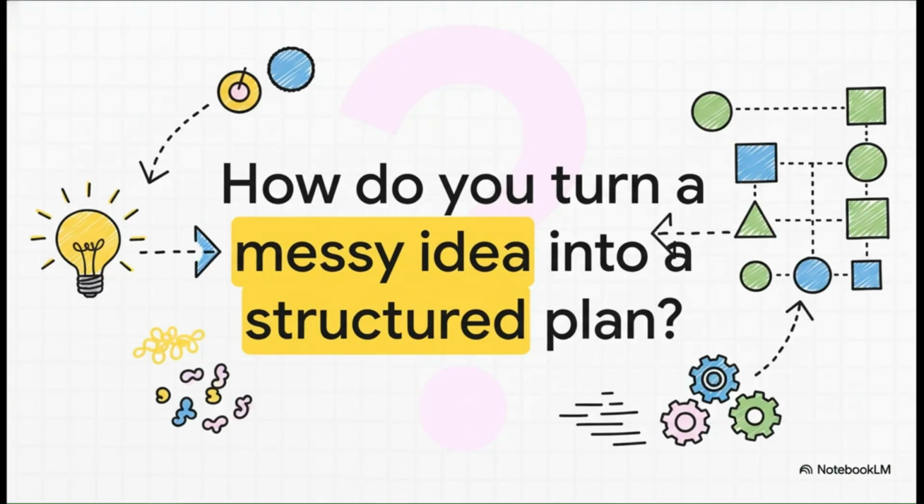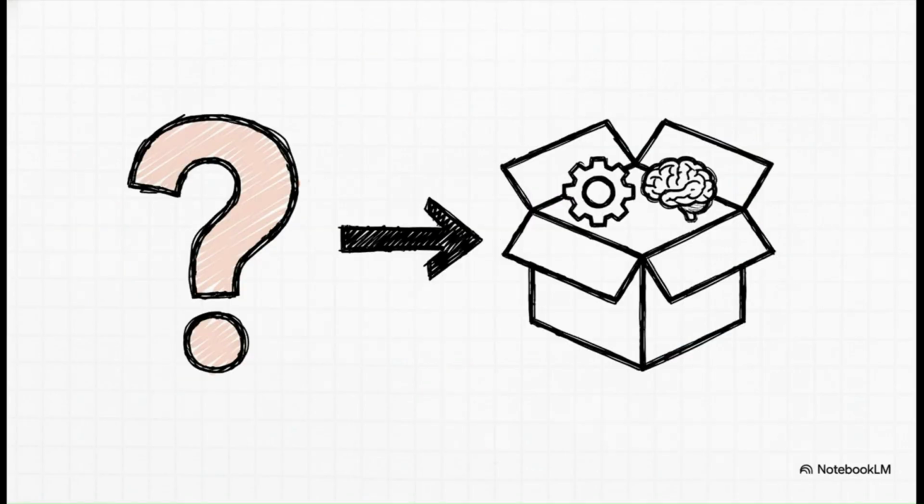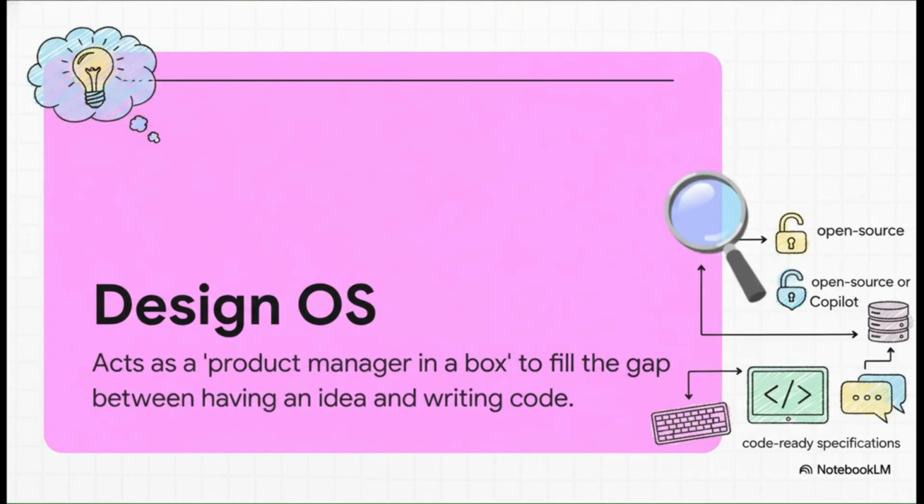This is the age-old question, right? You've got that spark, that amazing idea in your head, but there's this massive canyon between that initial concept and something a developer can actually take and build. So how do you bridge that gap without wasting weeks? Well, the answer is a fantastic open source tool called Design OS, and it is built to solve this exact problem. The best way to think about it is like having a product manager in a box.